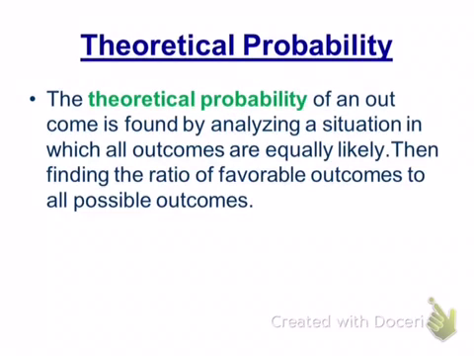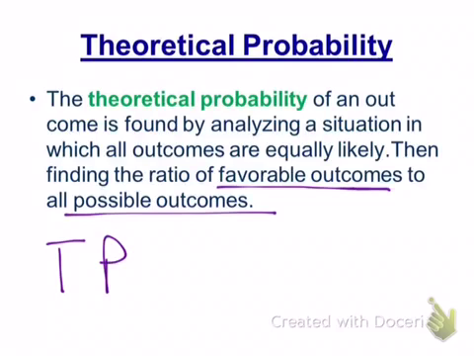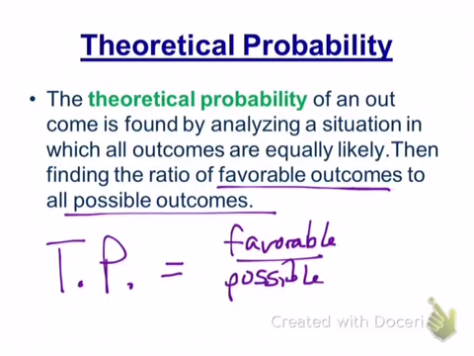All right, so let's have a look at the definition for theoretical probability. The theoretical probability of an outcome is found by analyzing a situation in which all outcomes are equally likely. That's important. Then finding the ratio of favorable outcomes to possible outcomes. So theoretical probability, let's just call that TP for short, is equal to favorable over possible. It's the number of favorable outcomes over the total number of possible outcomes.